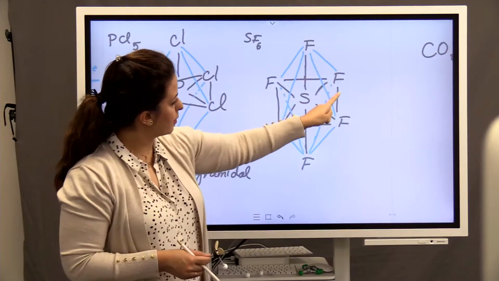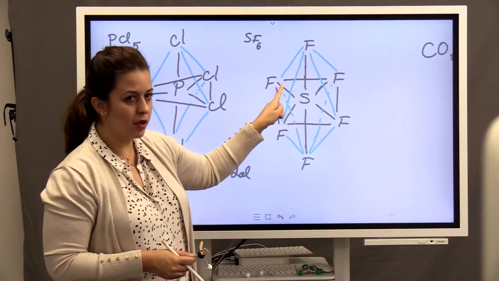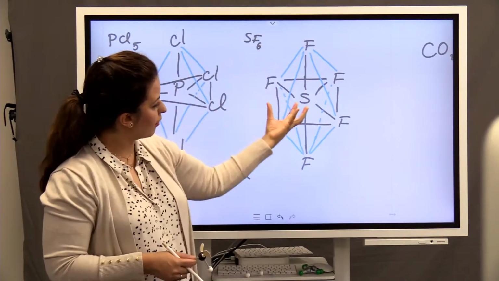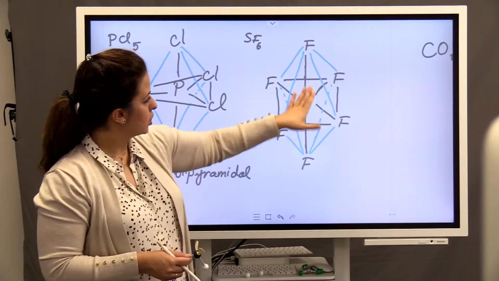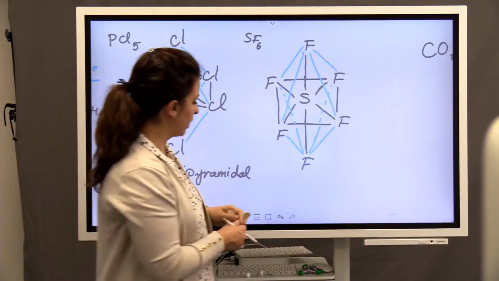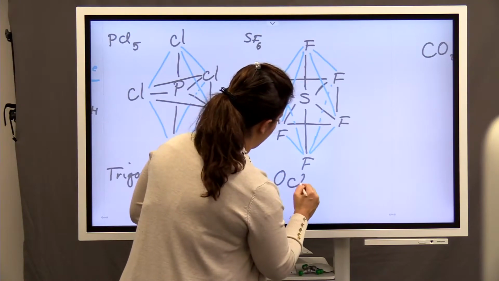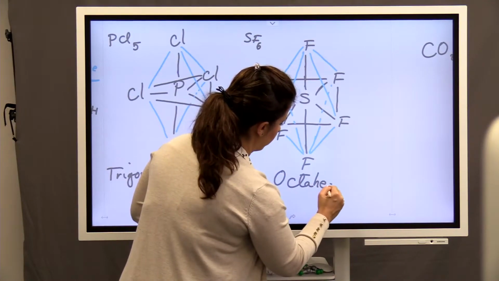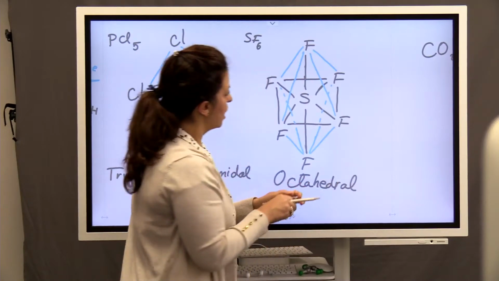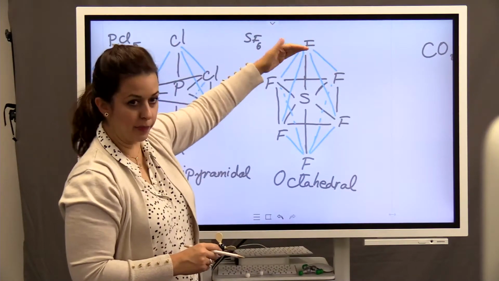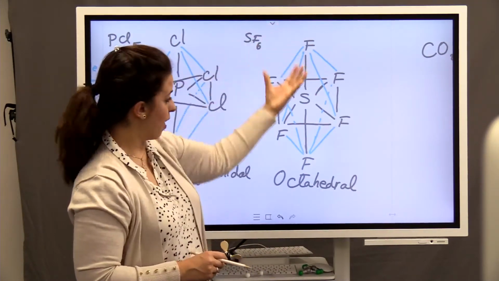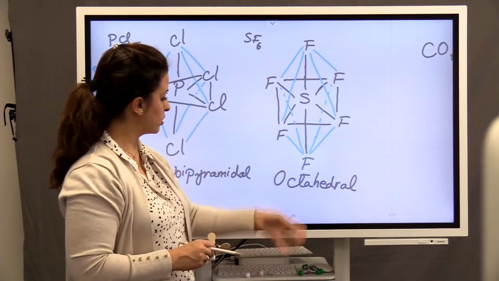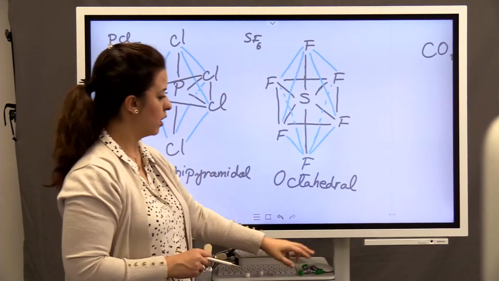So it looks like the base is a square, and again you have 2 pyramids, right? But such a shape will be called an octahedral. Octa means what? Means 8, right? So octahedral means there are 4 sides on top. There is a tetrahedral on top, and there is a tetrahedral on the bottom. So 4 and 4 is octahedral.